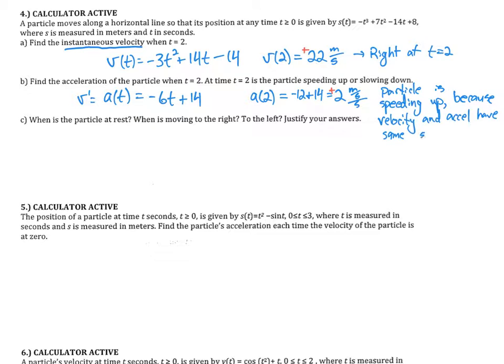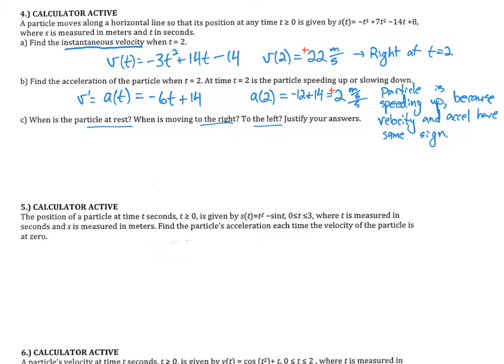If they had different signs, say one was positive, one was negative, that would signify that the particle's slowing down. And if they were both negative, that would mean that the particle is speeding up, just speeding up in the left-hand direction. Okay, so for this last part, part C, what we want to know is when the particle is at rest, when the particle is moving to the right, and when the particle is moving to the left.